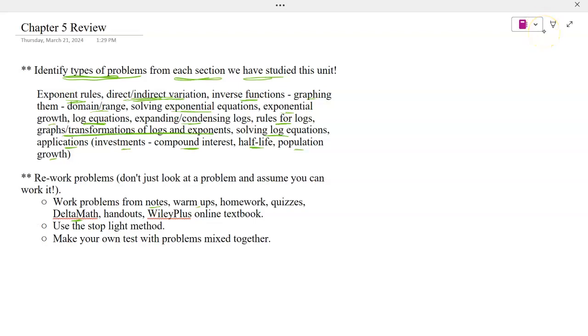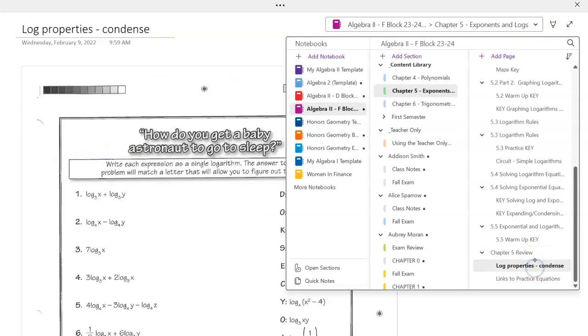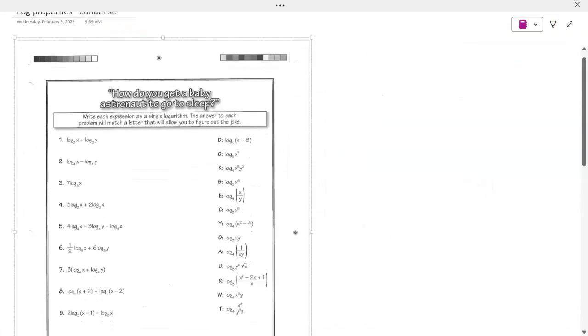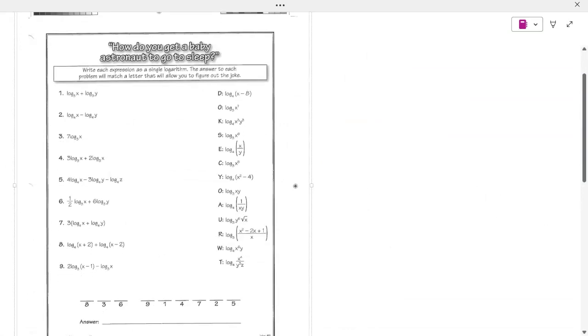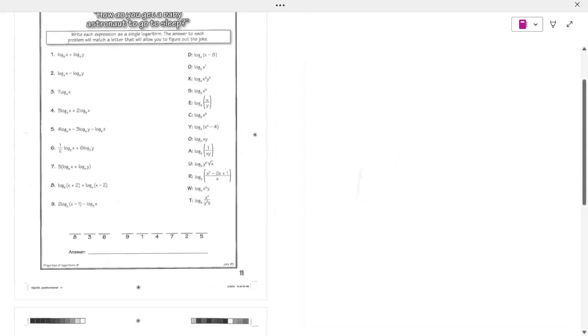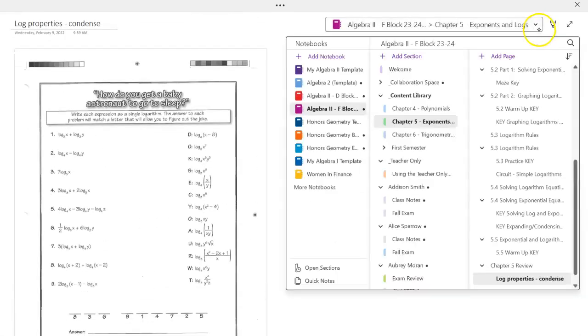The other thing I want to point out, this page that you're viewing right now is in the content library. And if I also go in the content library, I did add 2 more pages. One of them is right here. It's one of those that has kind of like the silly little riddle where you're condensing logs, and you pick the answer over on the right hand side and it gives you a little saying. And the answer key is down below that.